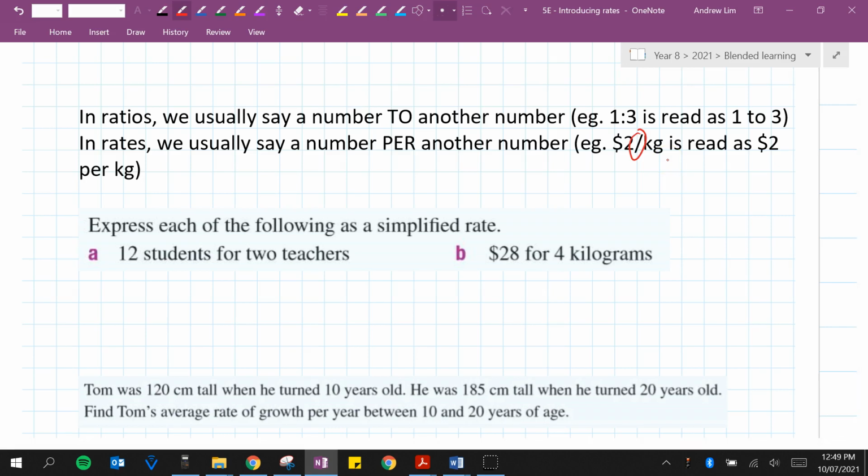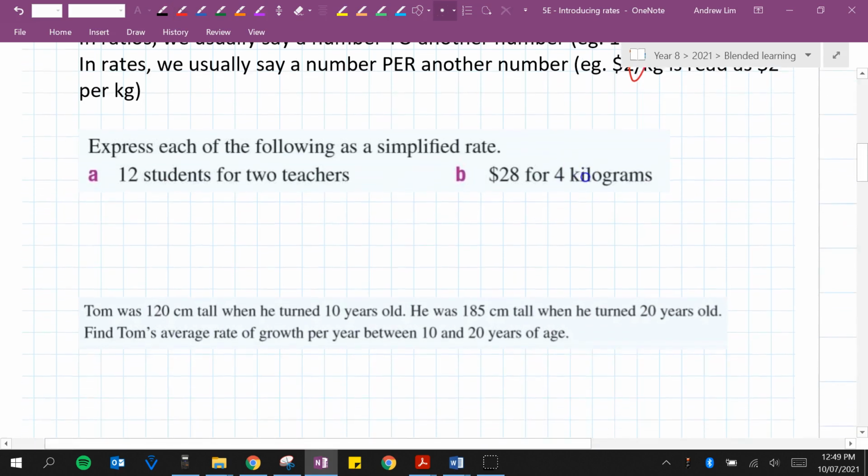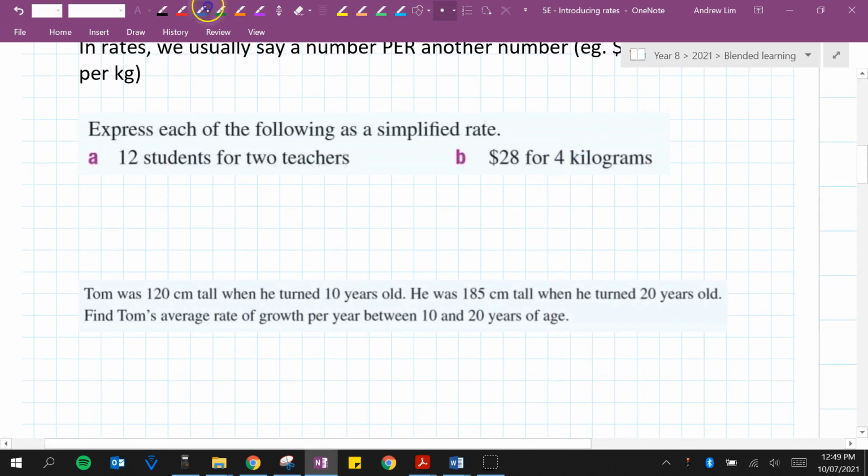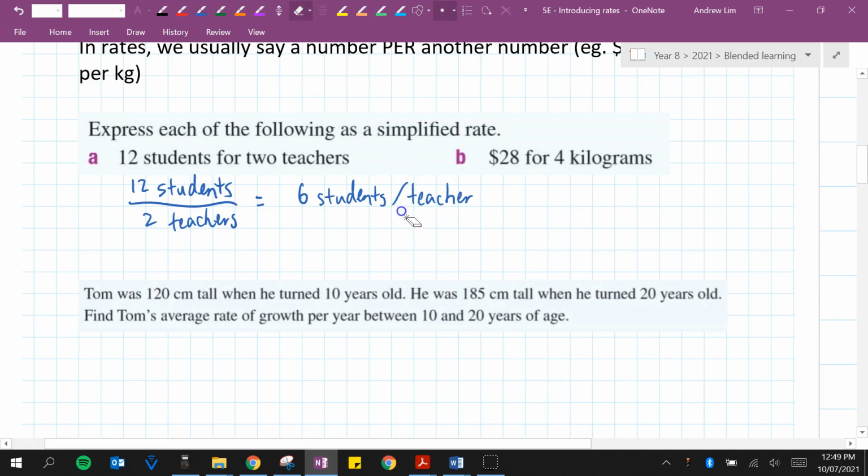So we're going to express each of the following as a simplified rate. For question A, we've got 12 students for 2 teachers, or 12 students per 2 teachers. So if I were to write this down, we can write it as 12 students per, or divided by, 2 teachers. Well, what's 12 divided by 2? It's 6. So it's 6 students per teacher, per 1 teacher. Right, there's an imaginary 1 here. But there's no need to write a 1 because we just say per teacher.